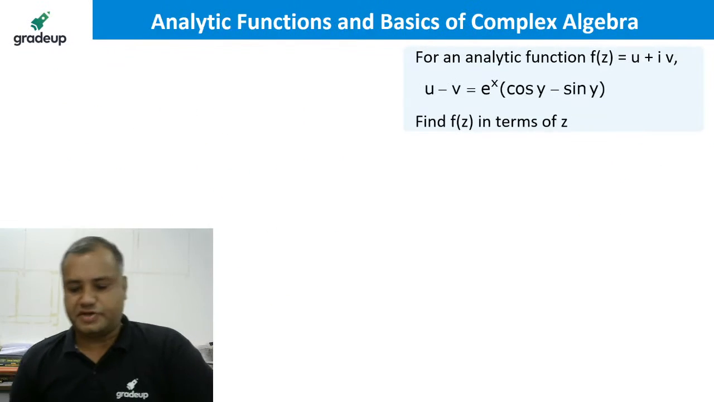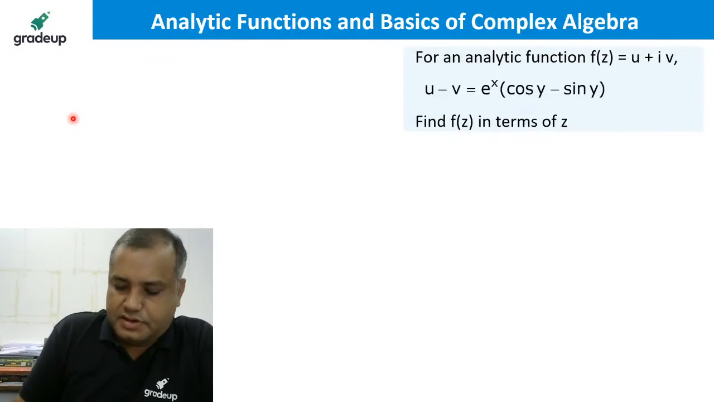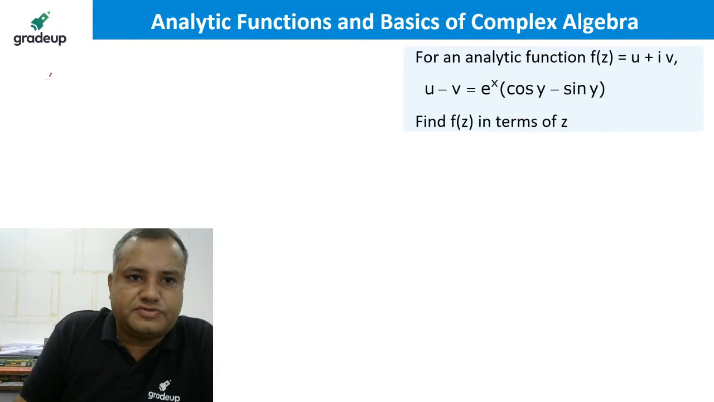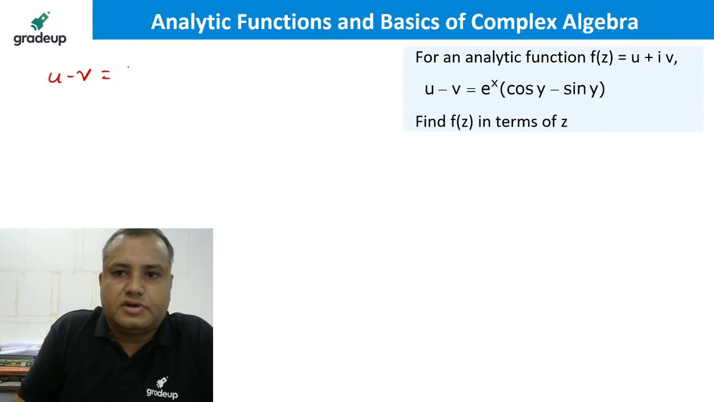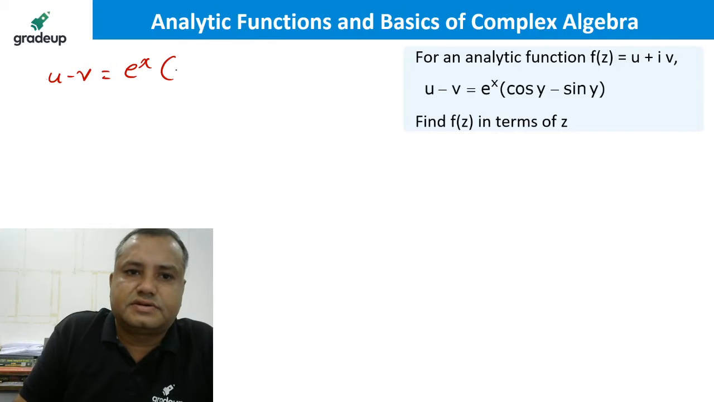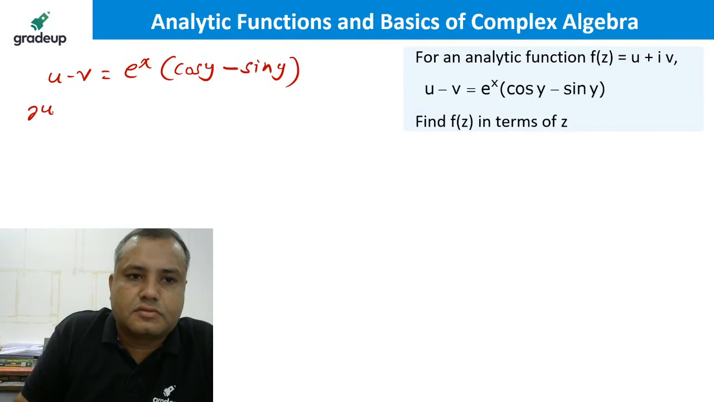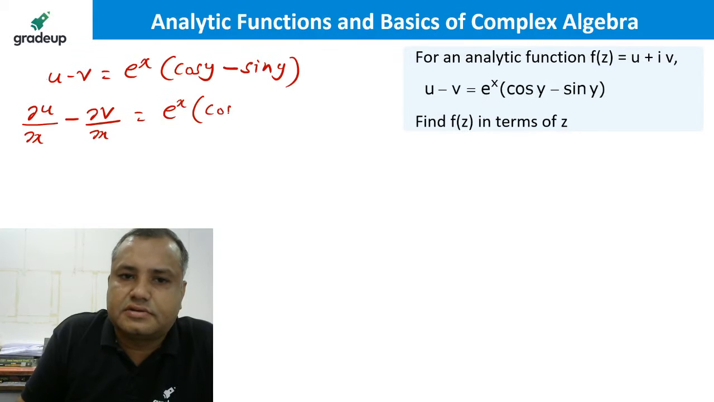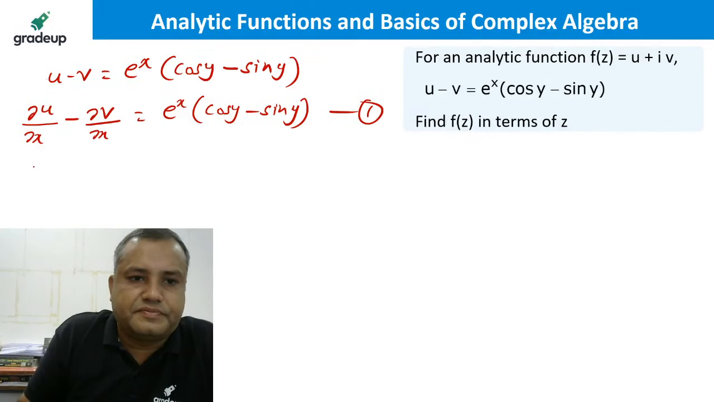Now similar is this question. They have given you the value of u minus v. u minus v is e raised to x times cos y minus sin y. So del u by del x minus del v by del x: derivative of e raised to x as it is, cos y minus sin y as it is, equation number 1.